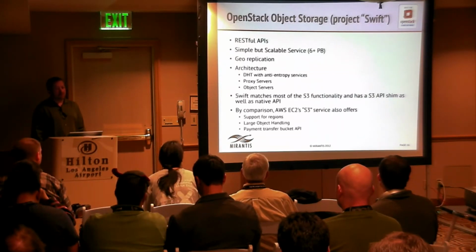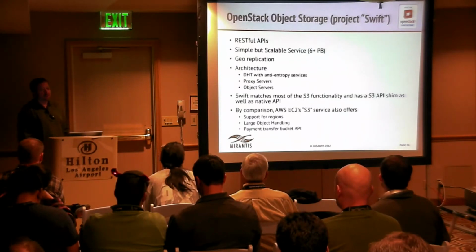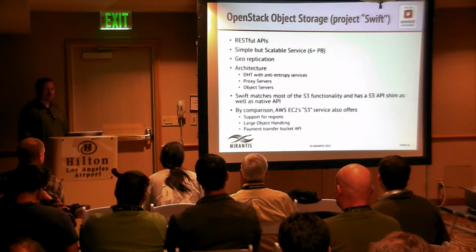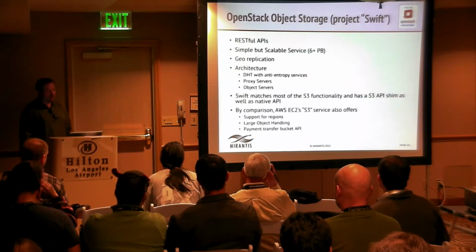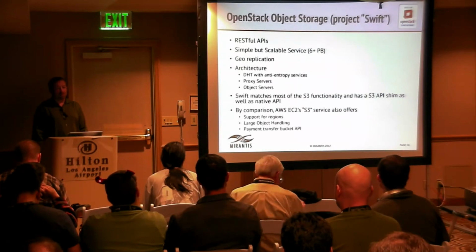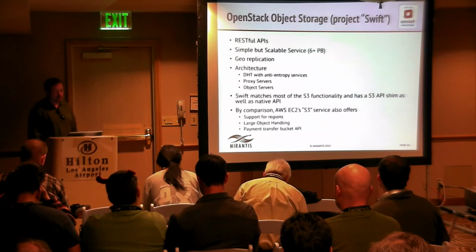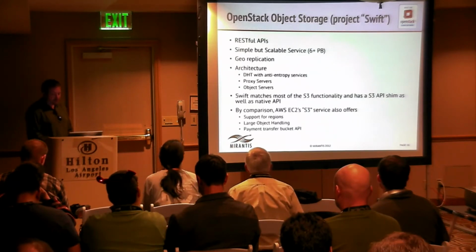In S3, large objects are recombined after the upload into a single object. In Swift, large objects are actually containers consisting of many smaller fragments. And S3 has an interesting feature that allows you to transfer the payment costs for the downloads to the person doing the request as opposed to the object owner. That Swift does not have.